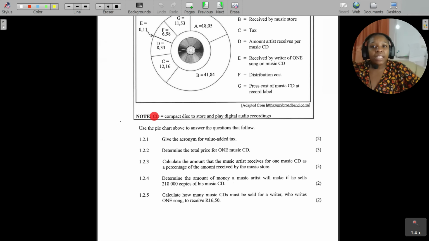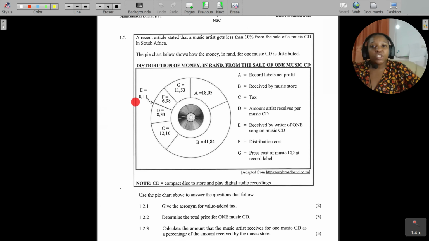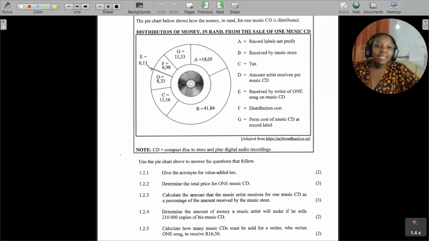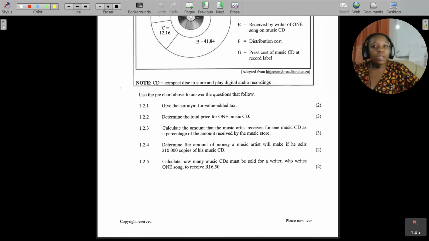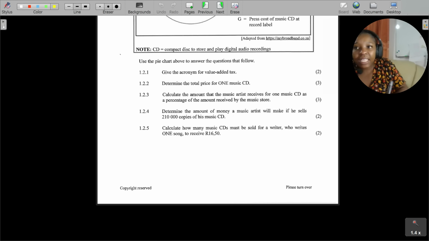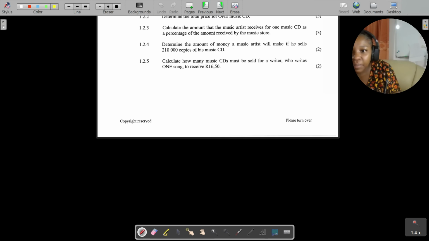Then they told us that CD basically means the compact disc to store and play digital audio recordings. So this is showing us how the money for one CD is distributed to all these different places. It says use the pie chart above to answer the questions that follow. So question 1.1: give the acronym for value added tax. So what does value added tax mean? I already gave the answer there.